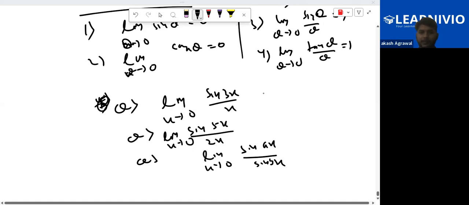Got the answer? Here we need sine theta upon theta. So here we have 3x. So we can multiply 3x and divide by 3x. So this thing becomes 1. Answer is 3. Okay. And this question we have limit x tend to 0 sine 5x. So we need 5x here. But we had 2x. So it will become 5 by 2.